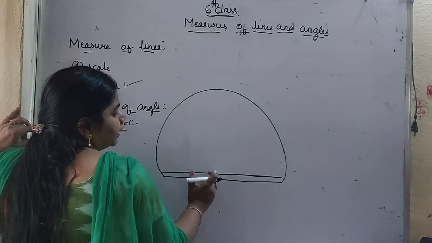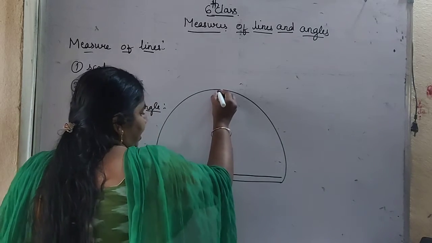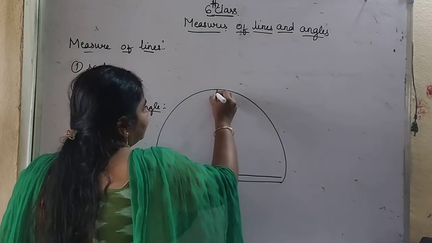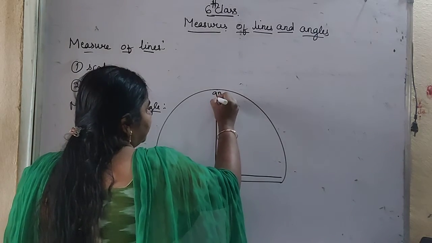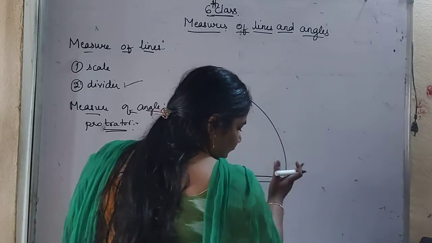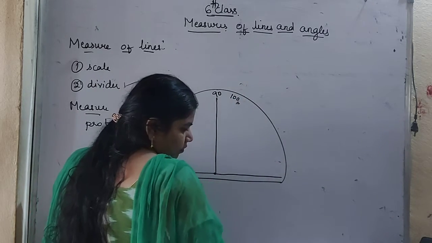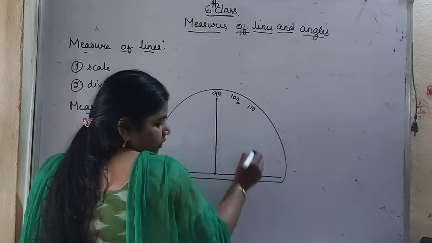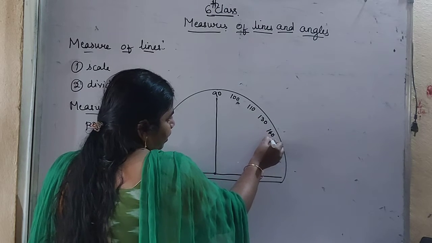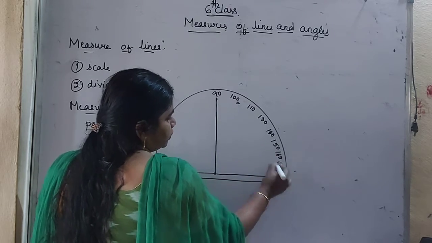Always the vertex of the angle should be intersected with this middle point. This is a straight line, which is equal to 90 degrees here. On this side you will have 100, 110, 130, 140, 150, 160, 170, and this will be equal to 180.